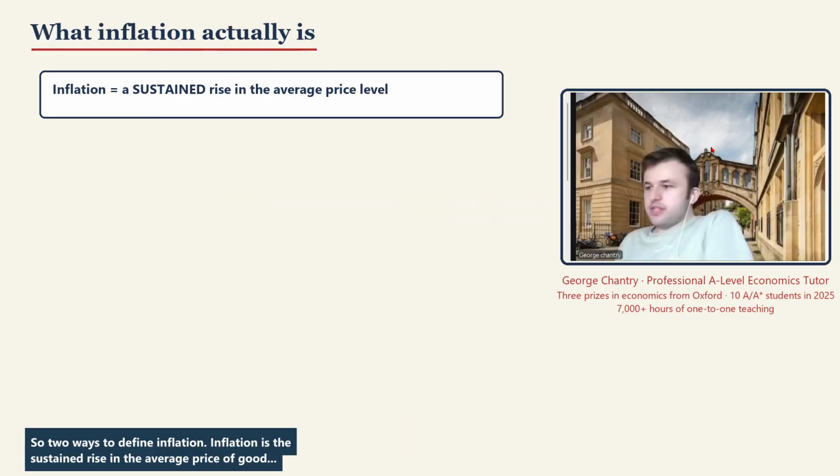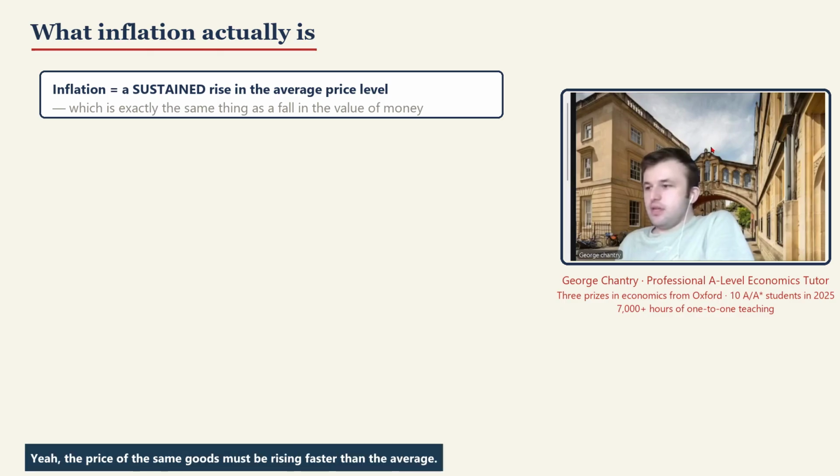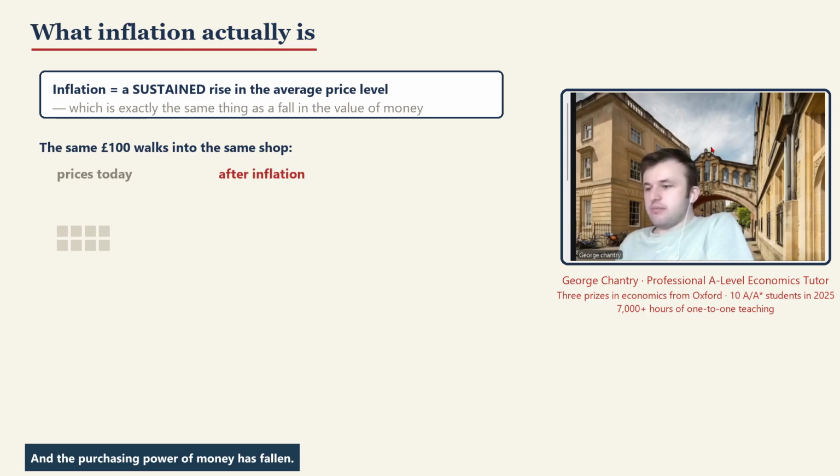So, two ways to define inflation. Inflation is a sustained rise in the average price of goods and services. The price of the same goods must be rising faster than the average. Some prices may be rising more slowly. Some prices may even be falling. Is that okay? And inflation can also be seen as a fall in the value of money. This means that a fixed amount of money buys less than before, and the purchasing power of money has fallen.